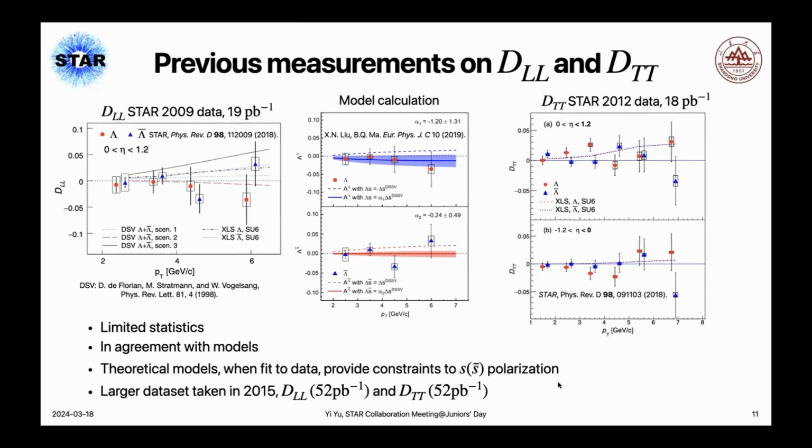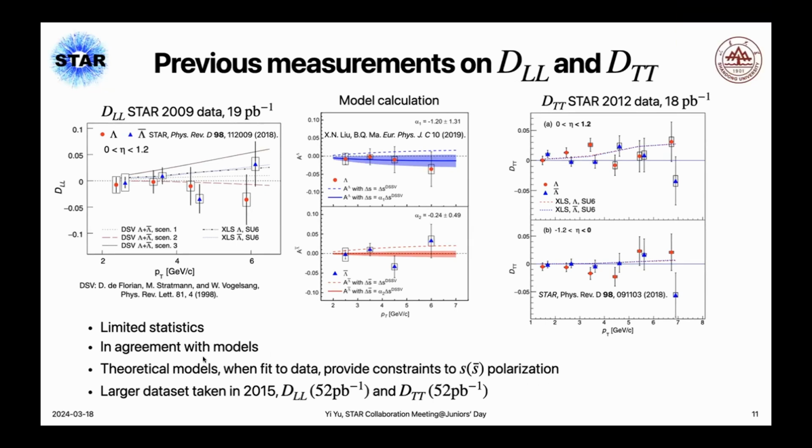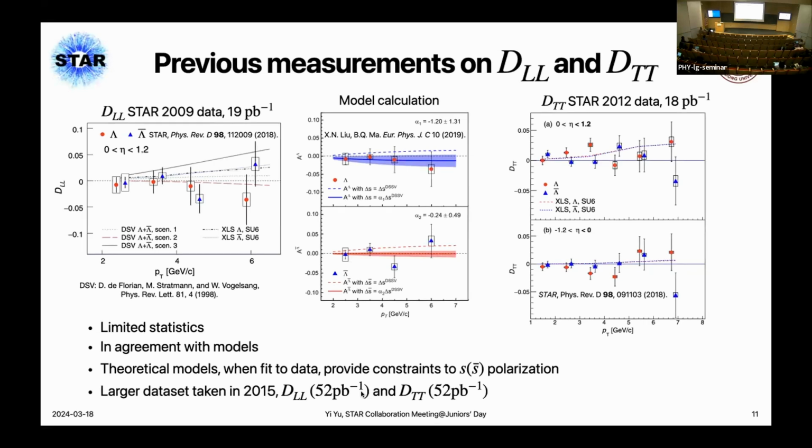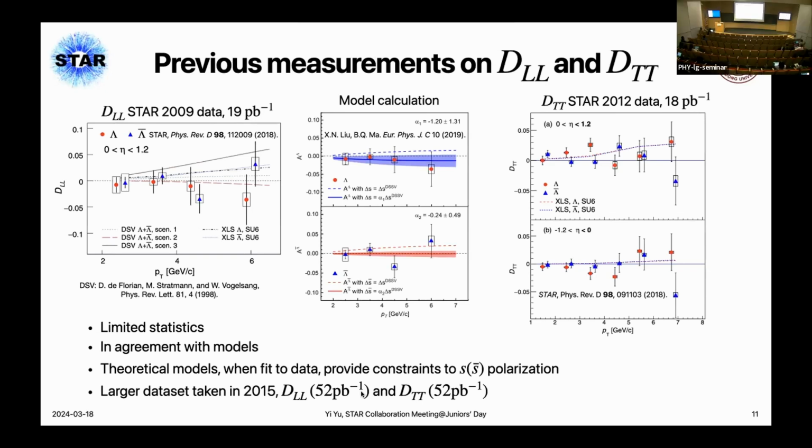In 2015, STAR took a larger data set for the DLL and DTT measurements. The luminosities are both about 52 inverse picobarn. So with this data set, we can perform a much more precise measurement.